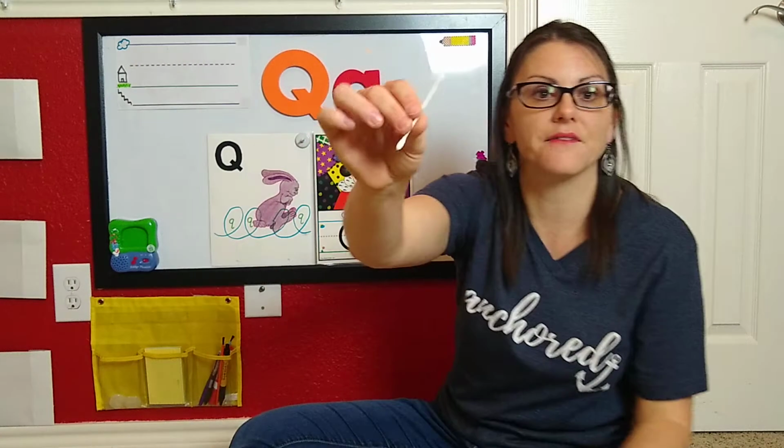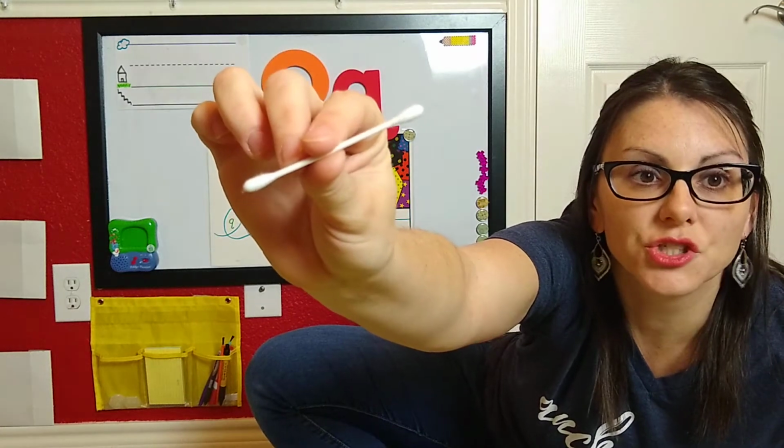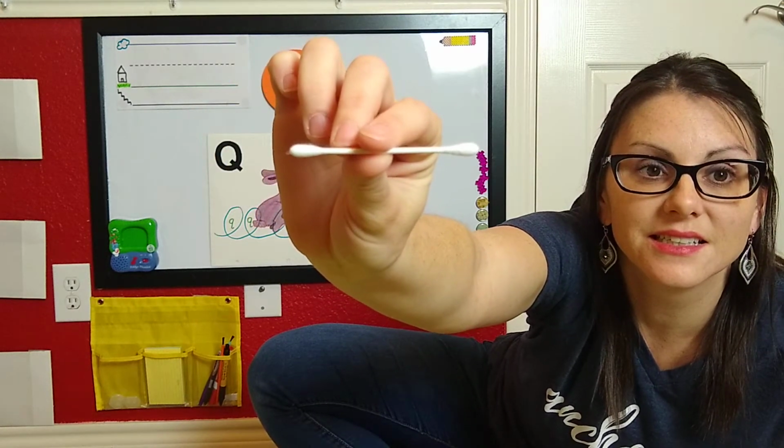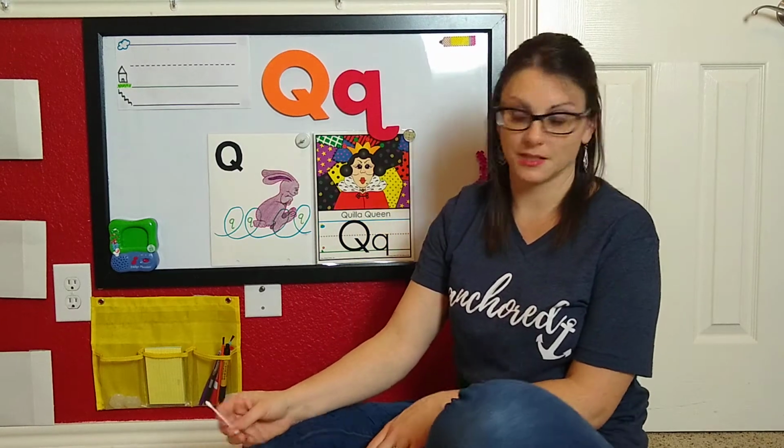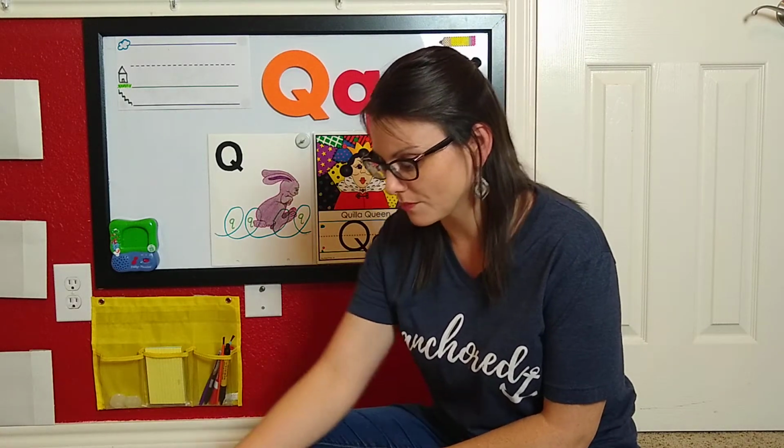So, quarter. All right. Ooh, I also have this. Do you know what this is? It's a Q-tip. It even has the letter in it. It says the name Q. Q-tip. A Q-tip. It has the letter Q. It doesn't say qua, but it's a Q-tip. It does start with a Q.